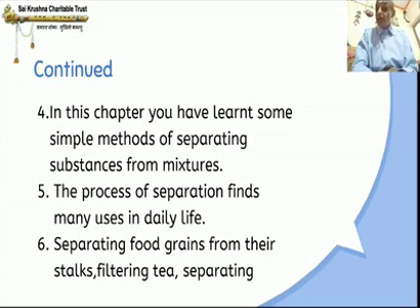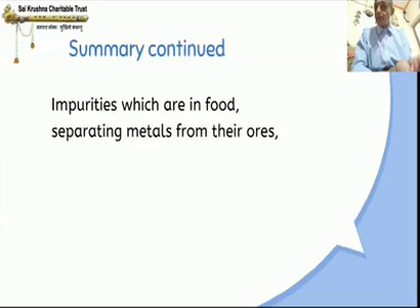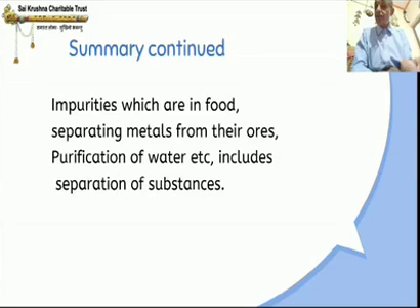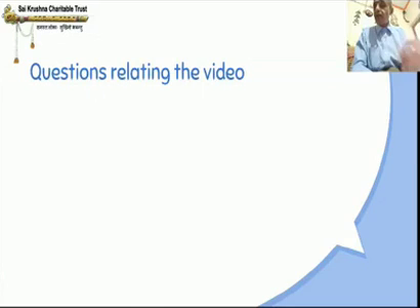And then separating food grains from the stalks, filtering tea, separating impurities which are in food, which I explained to you. Separating metals from their ores, then purification of water, etc. Purification of water includes separation of some unwanted impurities, unwanted substances.